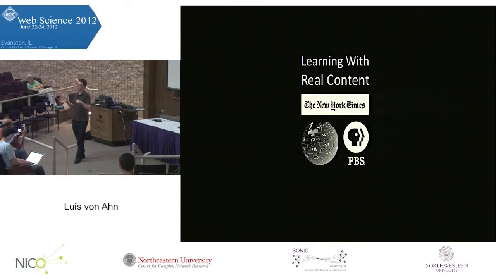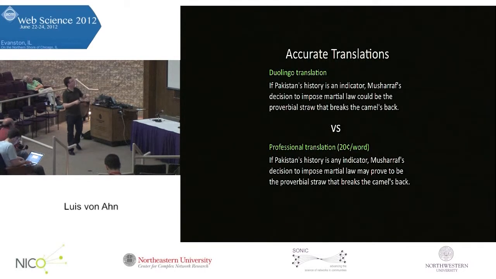Now, of course, we play a trick here. Each sentence gets translated by a bunch of people who are learners, and then they themselves pick the best one. But that best one happens to be as good as those from professional language translators. So let me just give you one example. This is the Duolingo translation. Below is the professional translation, which we paid 20 cents a word for. As you can see, it's pretty much identical.